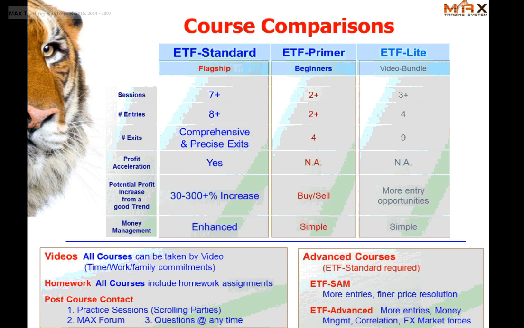Okay, so the Standard has got the profit acceleration, whereas the Primer does not. It's just, like I said, a simple buy and hold. The profit acceleration gives you, as I've been saying, a 30% to 300% and more increase over what the Primer can actually pull out. And the Primer would be basically what you're trying for now. All the courses come with money management, but the Standard comes with an enhanced money management to take care of all the scale-ins and the pyramiding. The ETF Primer has a simple money management system, but it's very safe.